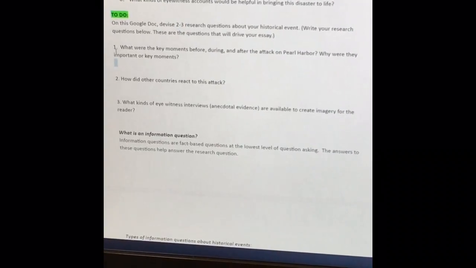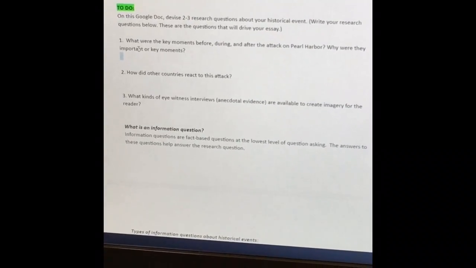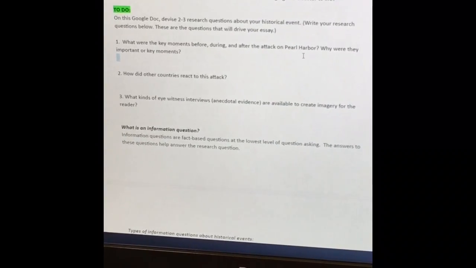So look, I did the same thing as the person above. What were the key moments before, during, and after the attack on Pearl Harbor?